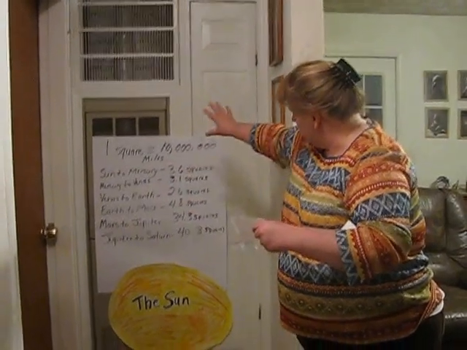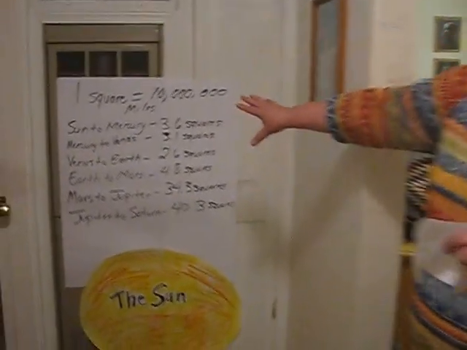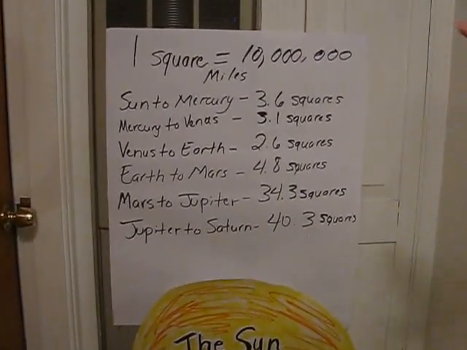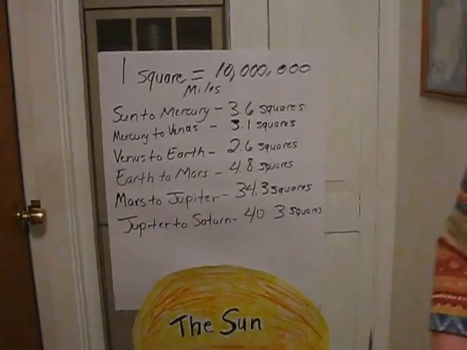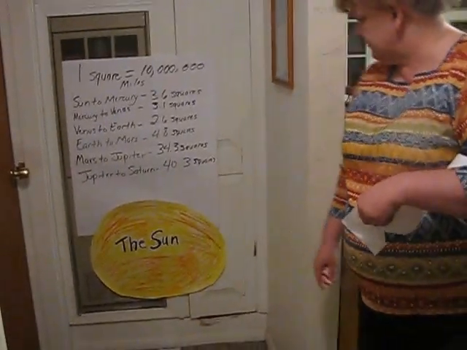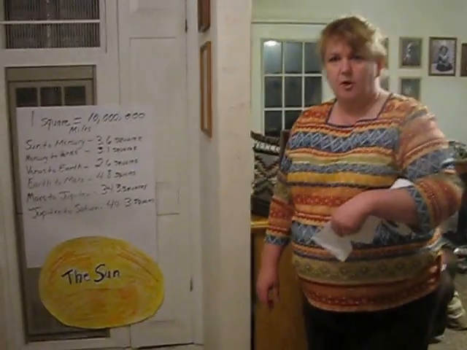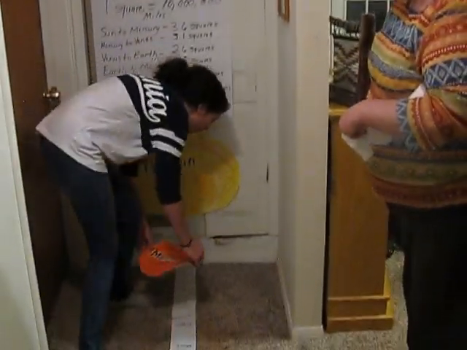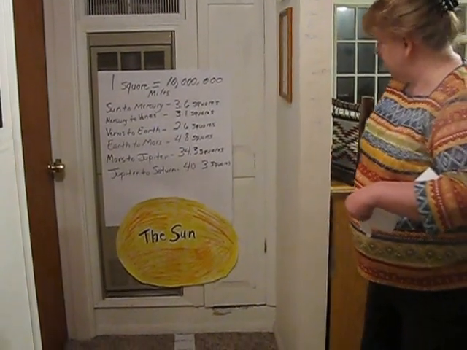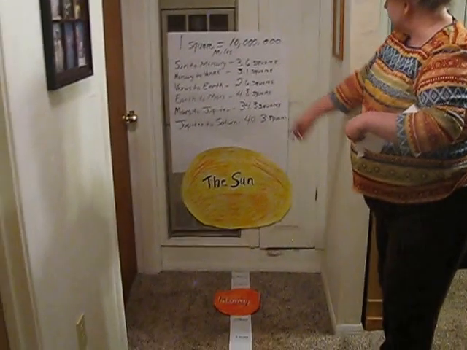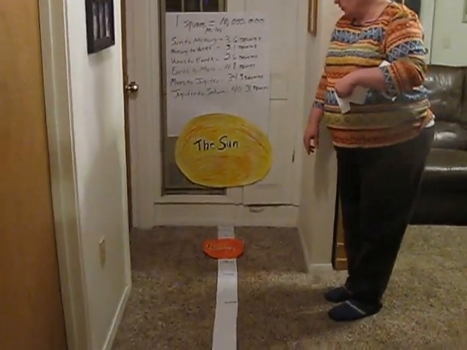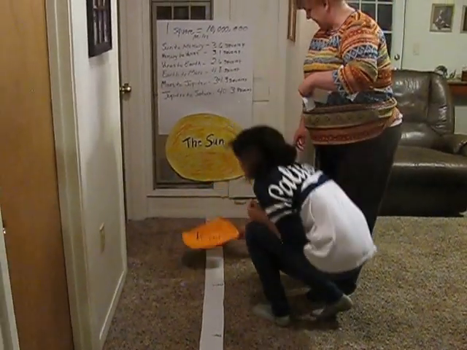So we have the scale here written out, and from Sun to Mercury is 3.6 squares. So my daughter Veronica is going to assist us today, and Veronica will be placing Mercury, our first planet closest to the Sun, on 3.6 squares. There's Mercury. Next, our closest planet to Mercury would be Venus, and it's 3.1 squares away from Mercury.